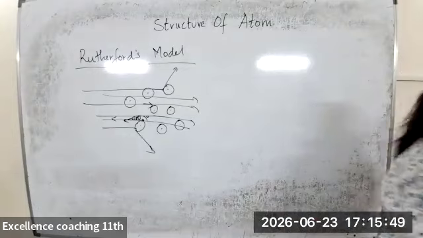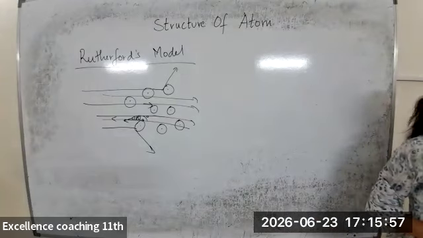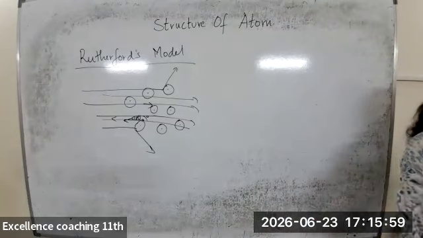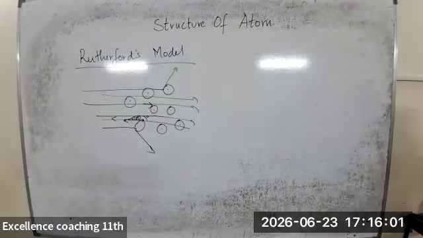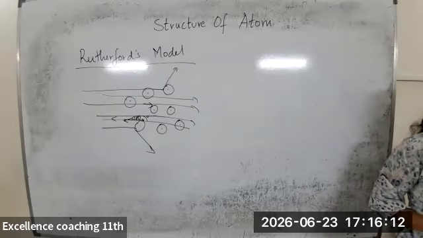So here, I'll be able to walk straight, right? Why will I be able to walk straight? Because nothing is there in my path. So I'll be able to walk straight. In the same way, he also came to the conclusion that there must be some unoccupied space, because of which the alpha particles pass through undeflected, right?